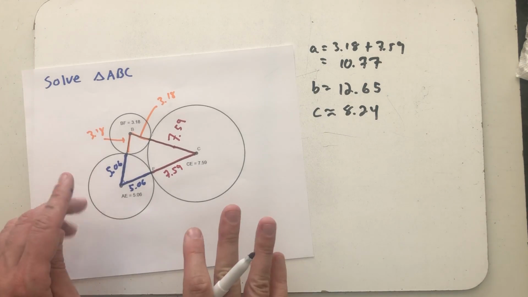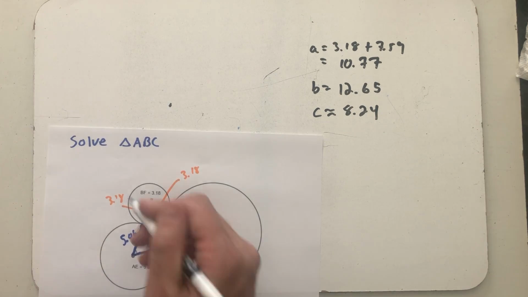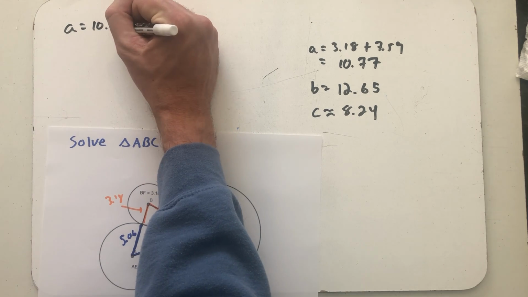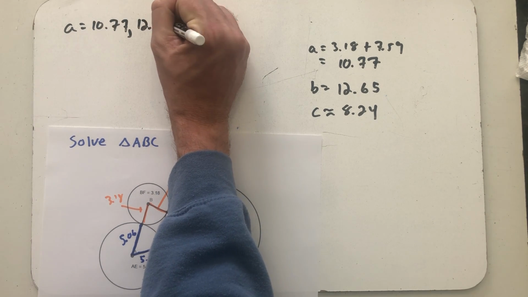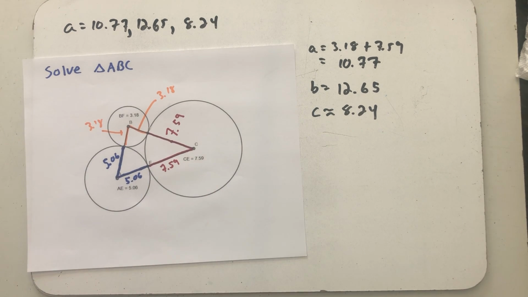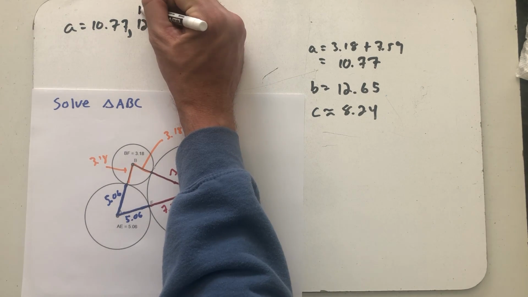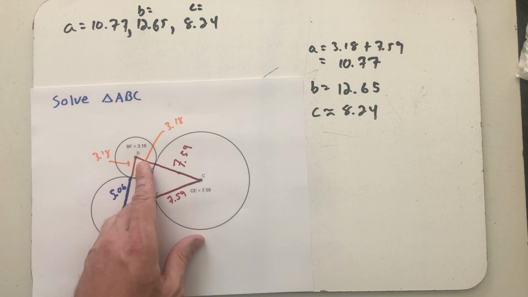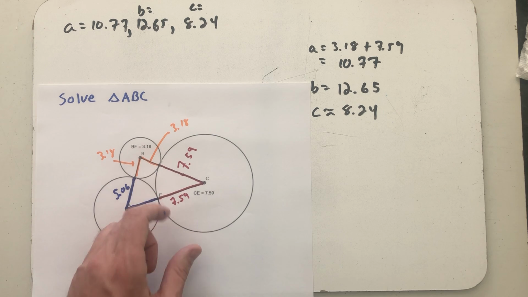So in looking at these as radii and labeling it the way we did, we find out that we're really just trying to solve the triangle where A is 10.77, B is 12.65, and C is 8.24. We're just solving a side-side-side triangle. All right, so we will proceed using the law of cosines, and I want to find the largest missing angle first. Well, that's across from the largest side, so that's going to be this angle B, angle beta.